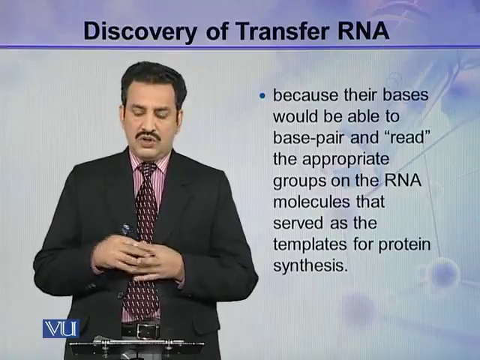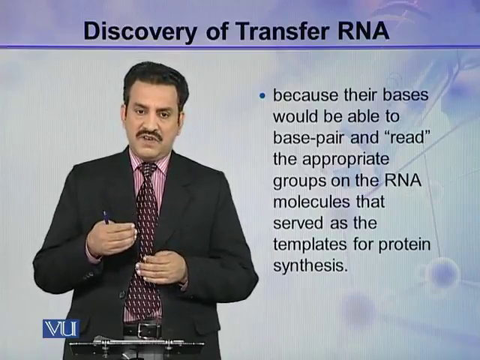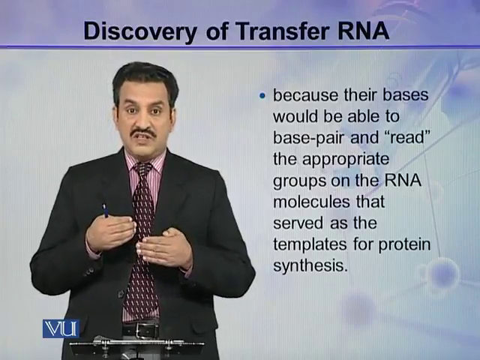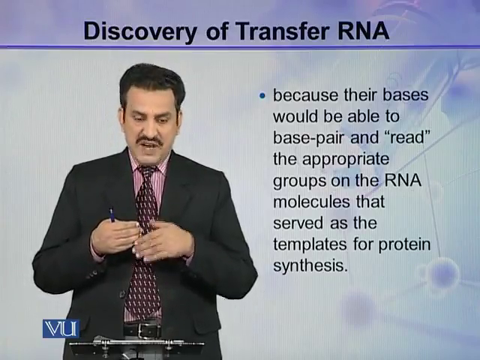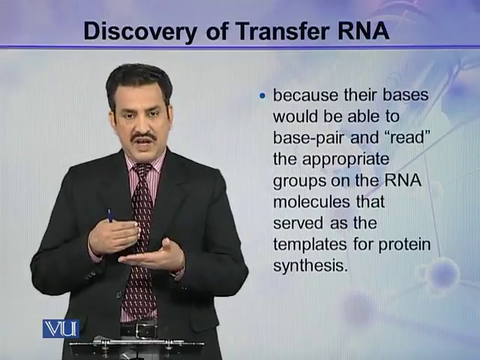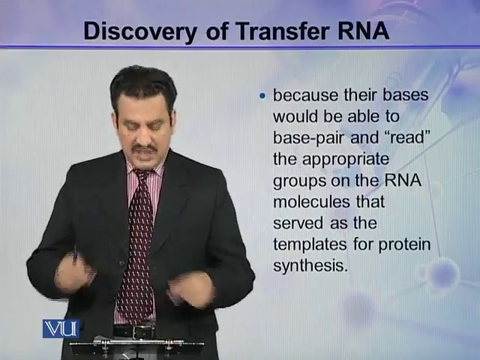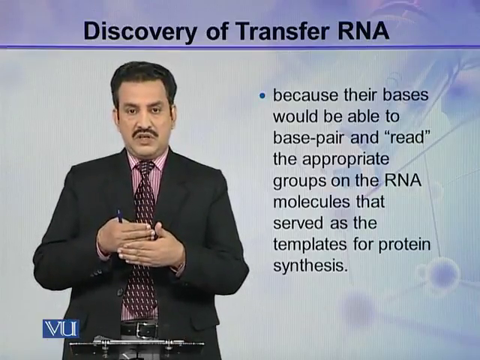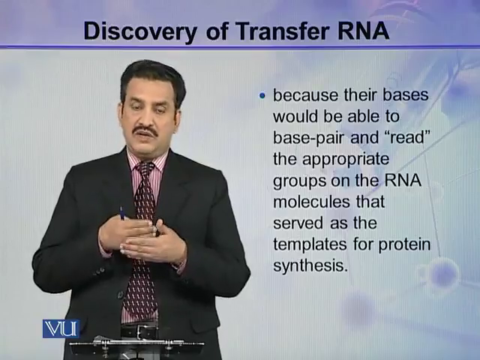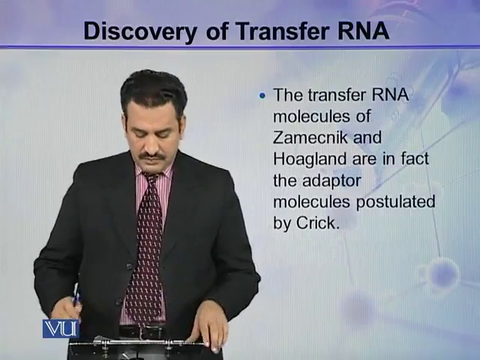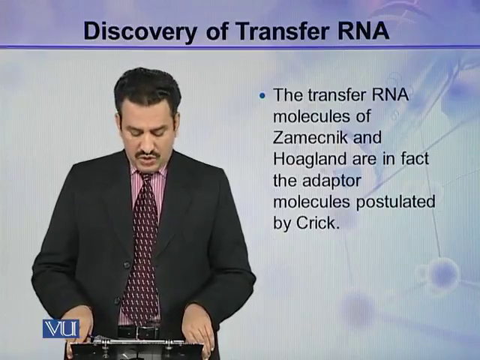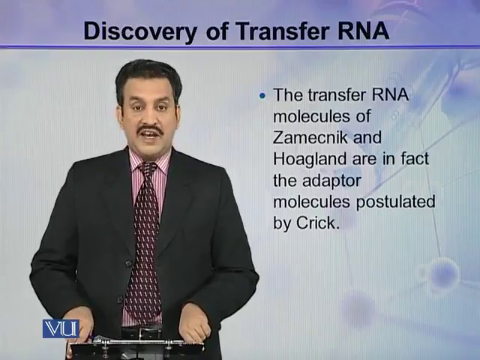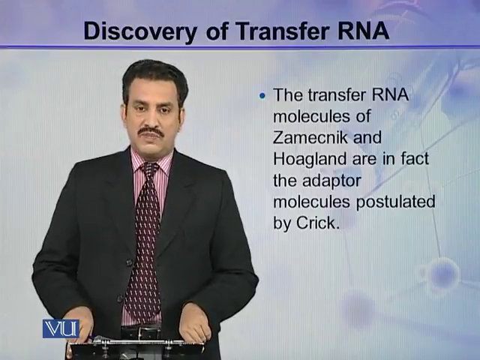So on the tRNA there are some specific bases present, and these bases can read some compatible bases on the mRNA, or adapter or template RNA, and they can base pair with these template RNA bases. The transfer RNA molecules of Zamecnik and Hoagland are in fact the adapter molecules postulated by Crick.